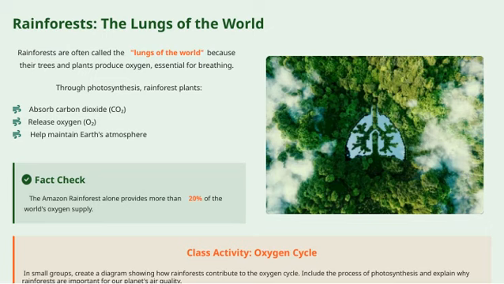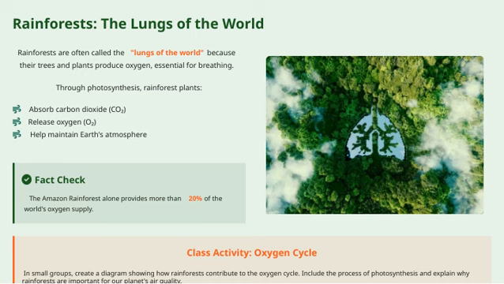Rainforests are often called the lungs of the world because their trees and plants play a crucial role in producing oxygen, which we all need to breathe. Through a process called photosynthesis, rainforest plants absorb carbon dioxide, or CO2, from the air. At the same time, they release oxygen, or O2, back into the atmosphere. This process helps maintain the balance of Earth's air, making rainforests vital for our planet's health. In fact, the Amazon rainforest alone provides more than 20% of the world's oxygen supply. That's a huge contribution coming from just one rainforest.